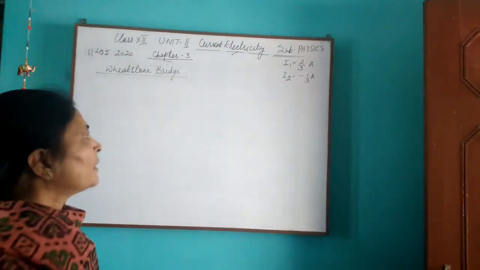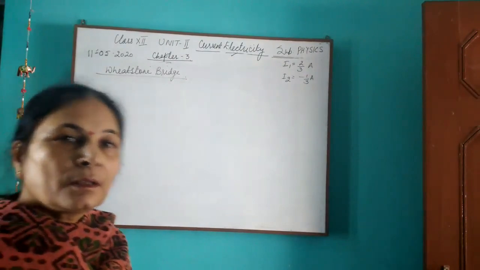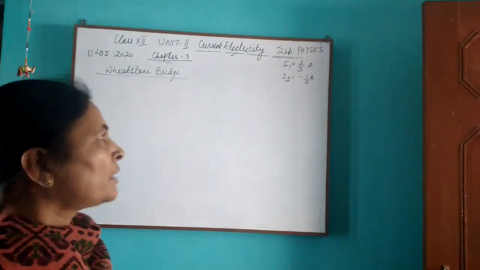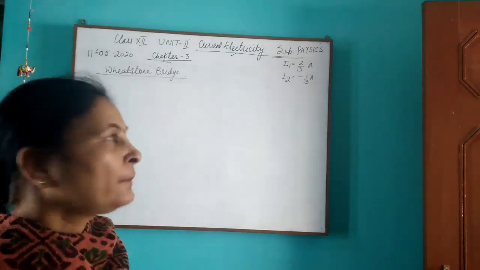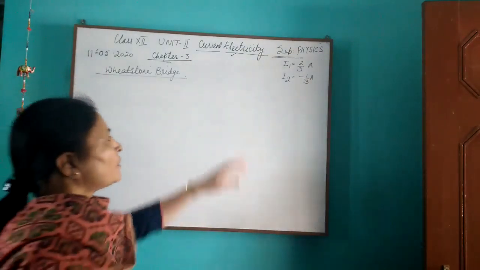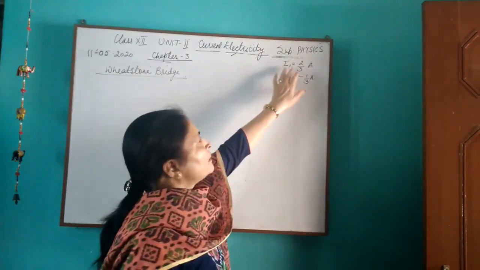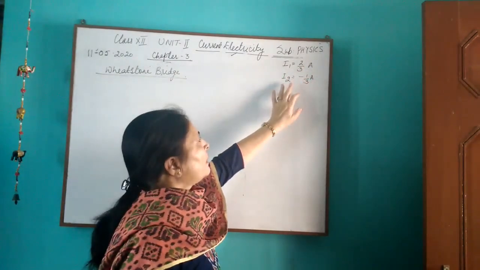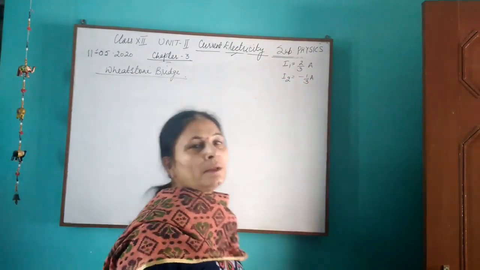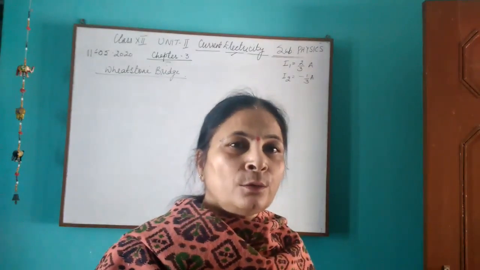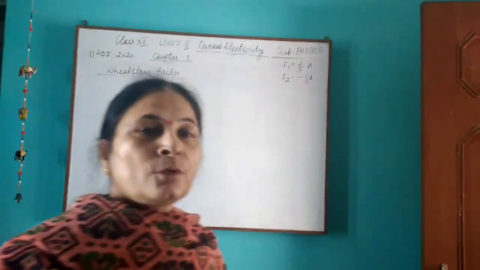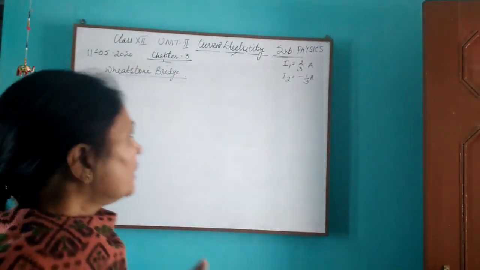Good morning, children. Yesterday we talked about Kirchhoff's rules and tried to solve a problem. One of the problems was given to you as homework. The answer for that is I1 equals 2 by 3 ampere and I2 equals minus 1 by 3 ampere. Since you have done two questions, you can do some other questions from your books and refreshers also. Now we'll talk about the next topic, that is Wheatstone bridge.